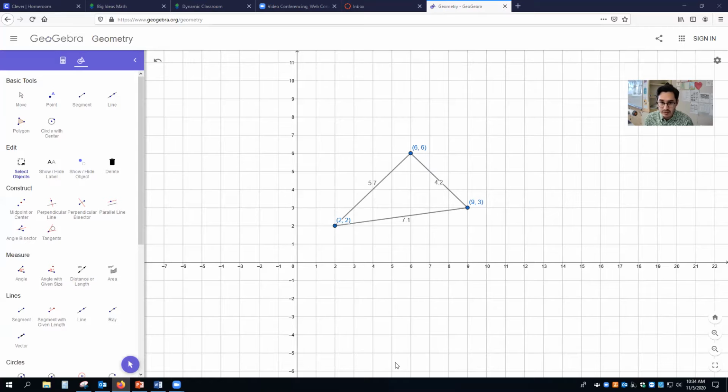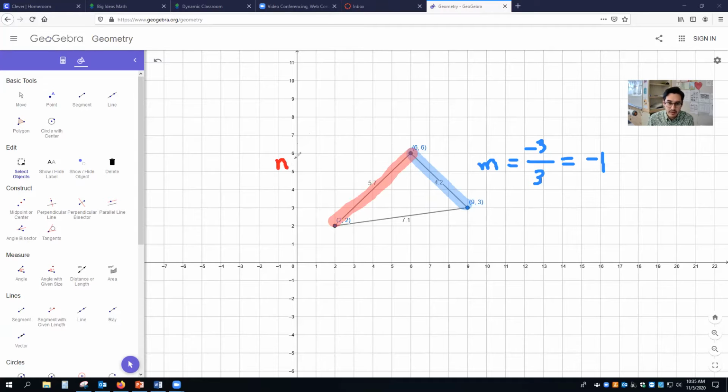So let me use my annotation tool. Okay, so let's look at this side here. And let's find its slope. Okay, so the slope is the rise over the run. So that's down 3 and over 3. All right, so -3 over 3. So that has a slope of -1. All right, let's look at the other side, this one here.